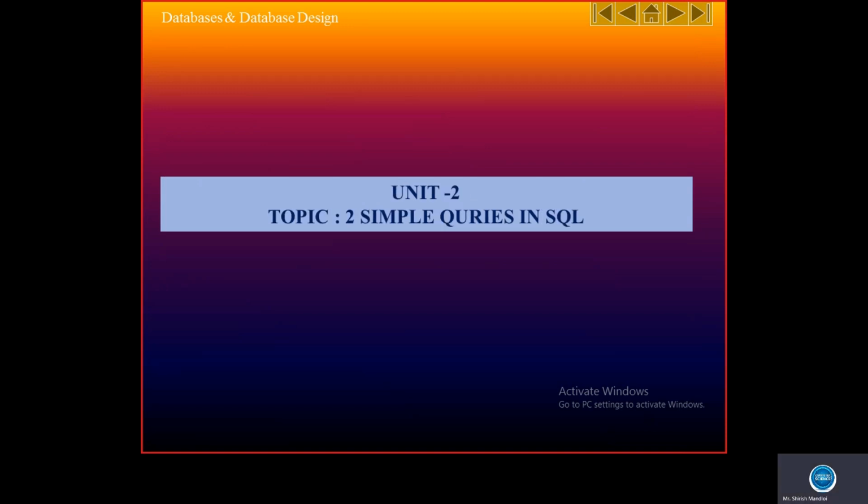Now, this is part 1 of class 12th computer science with Python, unit number 2, relational database management system. First part is over. Second part is simple queries in SQL. We are going to start now.